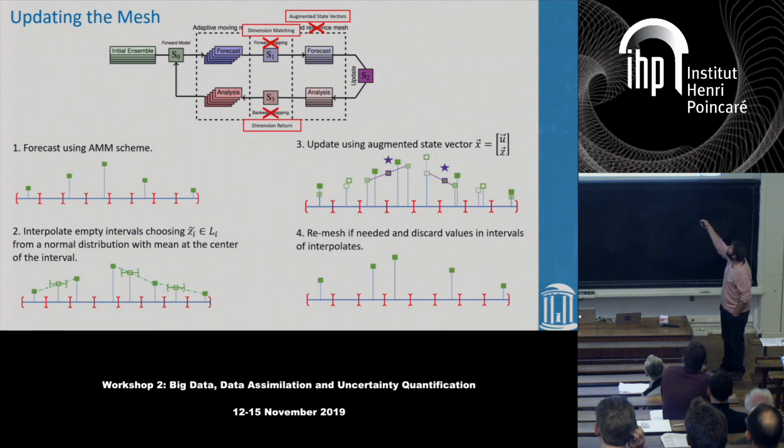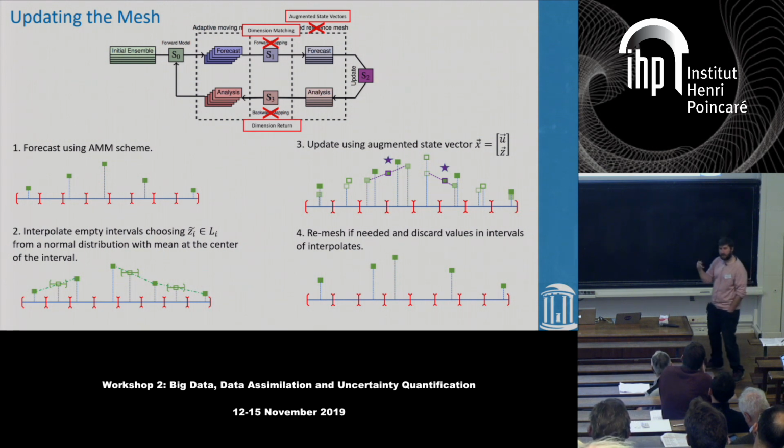We can still do the update. Then when we go back, we just want to go back to the old dimension. The procedure is: do our forecast, interpolate to the empty cells. We get observations. We have an observation operator that interpolates to wherever the observation is taken. We do the update, so this point moved here, this point moved here. And then we get rid of points that were interpolated to, so we only keep the ones that initially came in the forecast.